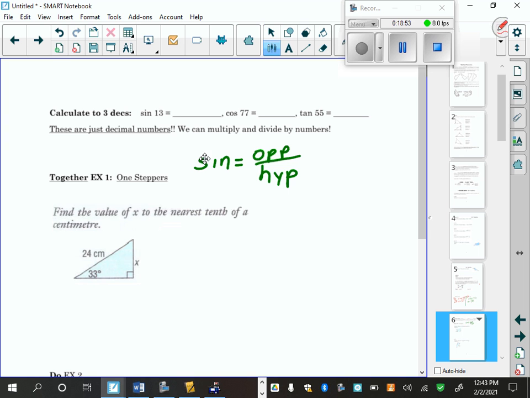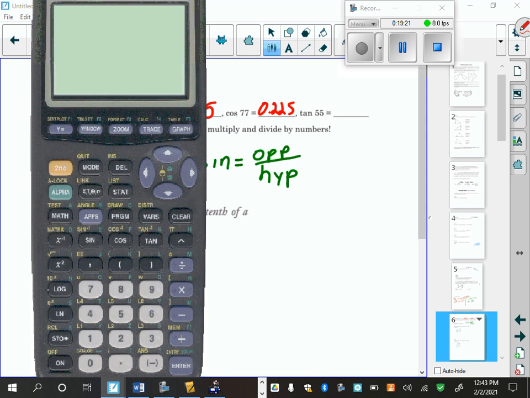Okay, you put sine 13 to 3 decimal places. Who wants it? Thank you. You might get 0.225. Yep. Okay, this is the same thing because you'll see the relationship between sine and cos more in grade 11 and a little bit in grade 10. And tan 55 is one I want to talk about actually.